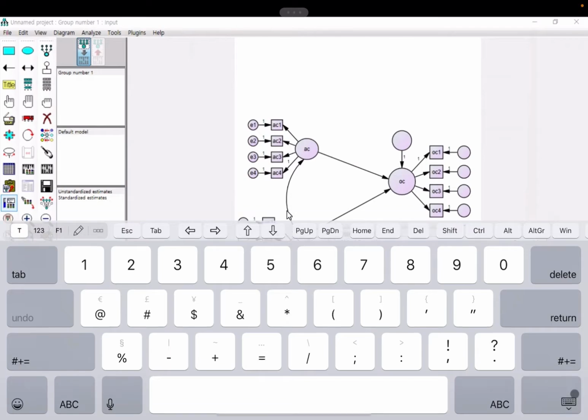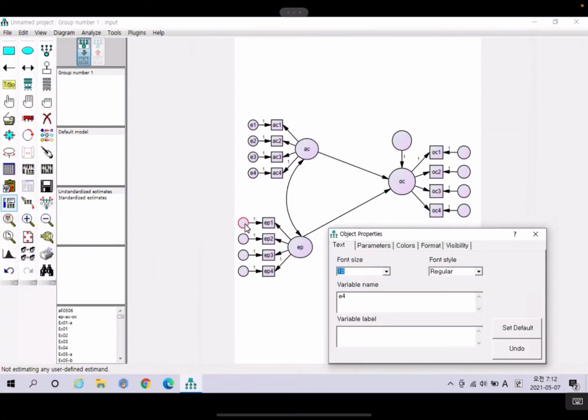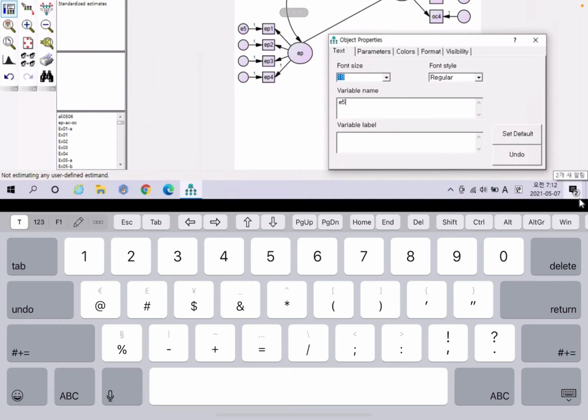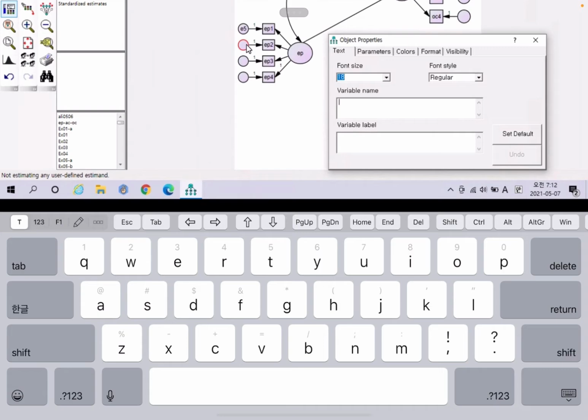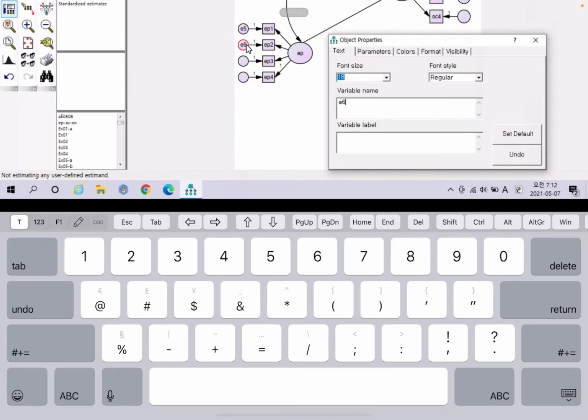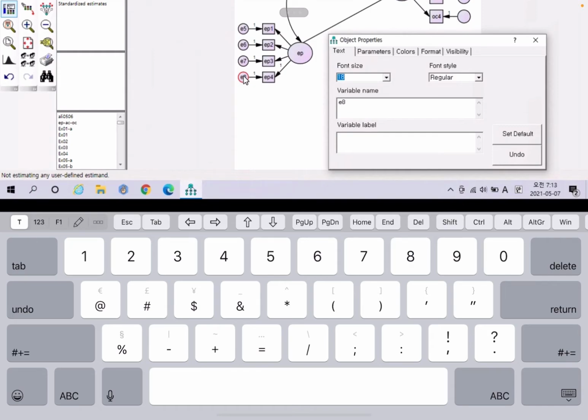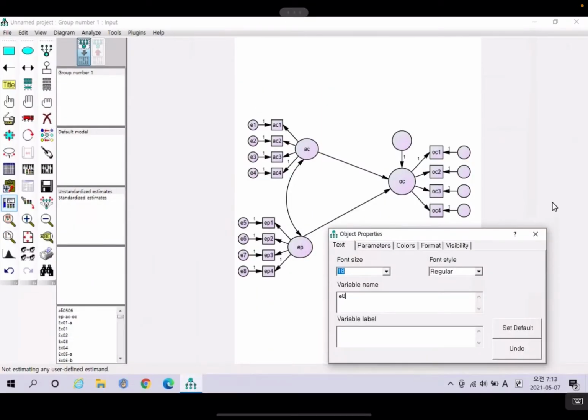And I'm going to name this one as E5, right? And this one as E6, and this one E7, and this one E8, right? And this one E9.